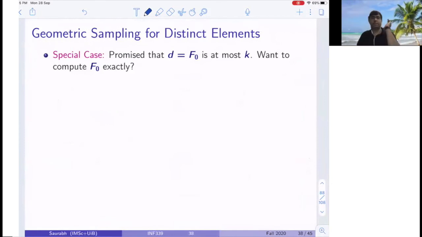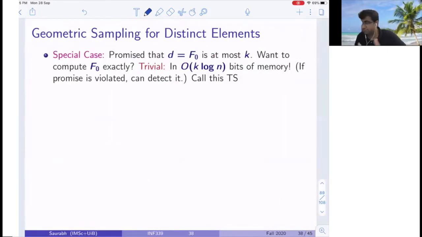Okay. So in geometric sampling for distinct elements, here's our special case. We are promised that D equal to F0 is at most K, and want to compute F0 exactly. Can we do this? You're promised that the stream has at most K distinct numbers. Can we compute this exactly? Well, yes.